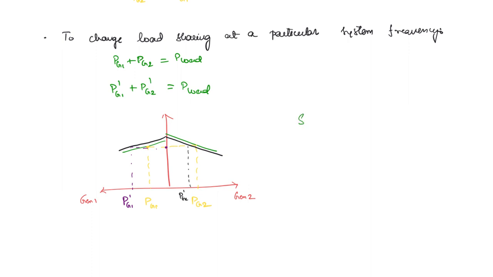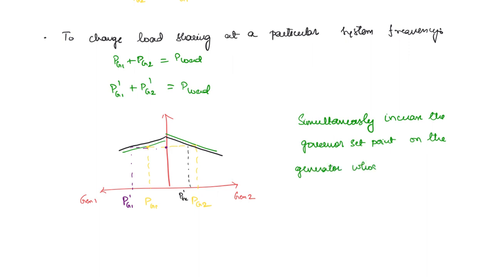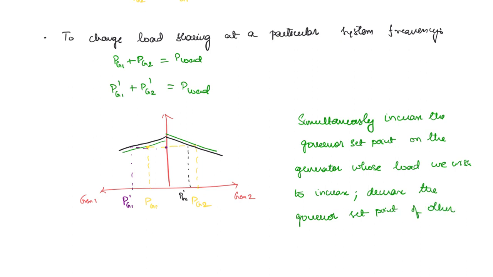Okay. So you can write down: simultaneously increase the governor set point of the generator whose load we wish to increase, and decrease the governor set point of the other generator.